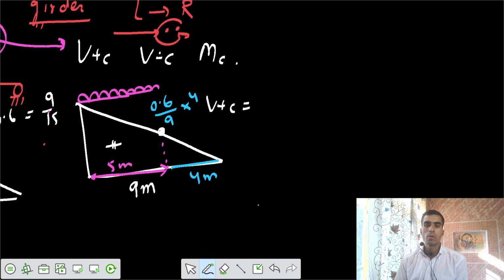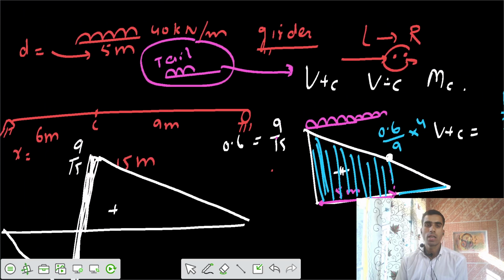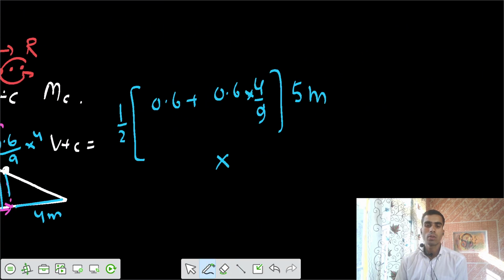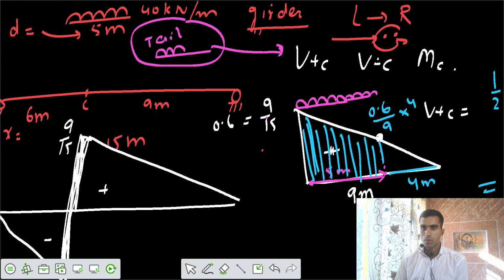I would say V positive maximum would be area under the curve. Area under the curve, that's sum of parallel sides, 0.6 plus 0.6 into 4 by 9, into length of 5 meter, because UDL is for this 5 meter length. And what is the intensity we have of the UDL? 40 kilonewton per meter. And you can get the value of V positive maximum, that is 86.67 kilonewton.